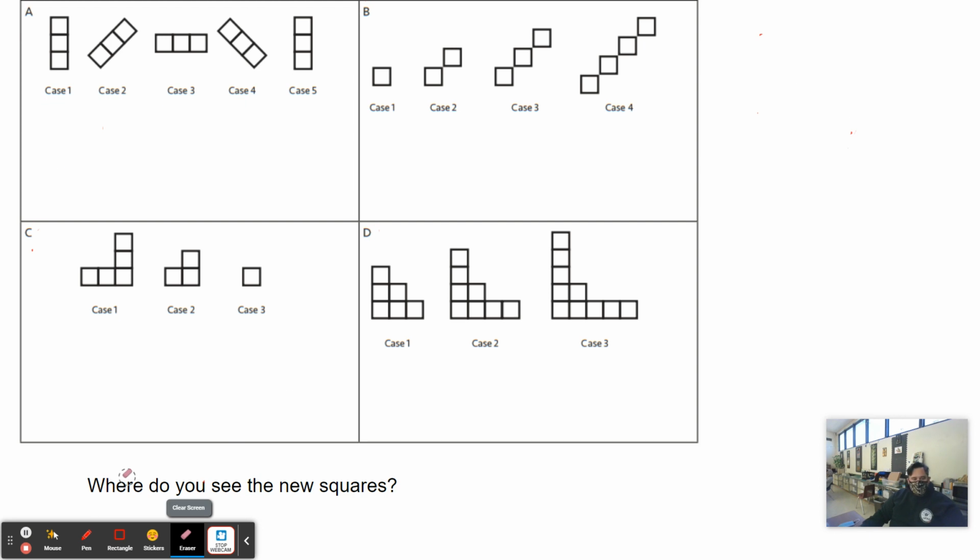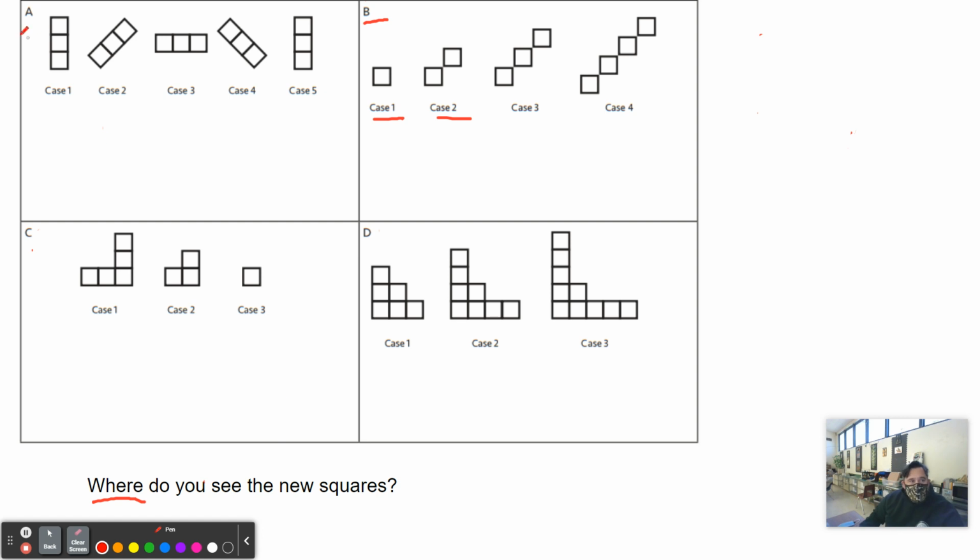Okay, so another question is where do you see the new squares? For example, you can see in pattern B that as the case goes on, like case 2 compared to case 1, we have this new square here. But the question is where? Where do you see it? How are you going to express that? Visually, with words? I want you to really look at where you see the new squares. How do you see the new squares being added?